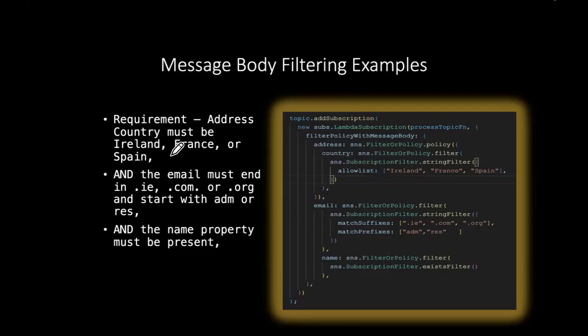So the reason I've included those couple of examples is so that you can see the syntax for most of the different types of string-based filters. Number-based filters would be kind of similar. And this is an exists filter.